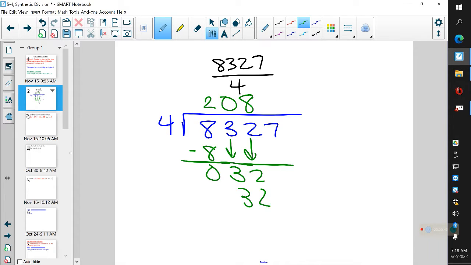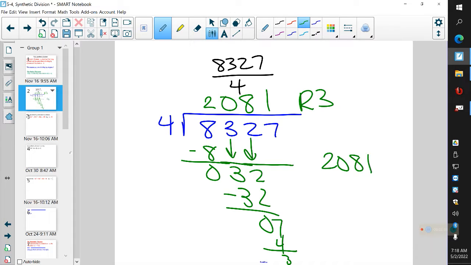8, so multiply that by 4. That gives you 0, and drop down the 7. And then how many times does 4 go into 7? Once, and then I'd have a remainder of 3. And you would have just put remainder of 3. So 2,081 remainder of 3, or you may have written this as 2,081 with 3 over 4, okay?